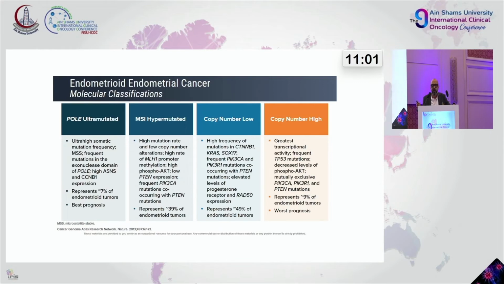In endometrial cancer, for the molecular classification, we have the 4 subtypes. The POLE ultra-mutated, with ultra-high somatic mutation frequency, represents around 7% of endometrioid tumors, and it has the best prognosis. The MSI hypermutated, with high mutation rate and few copy number alterations, represents around 39% of endometrioid cancer. The copy number low, which was in the past named endometrioid type 1, has high frequency of mutation in CTNNB1, KRAS, SOX17, and represents around 49% of endometrioid tumors. And the copy number high or p53 mutation has the greatest transcriptional activity and the worst prognosis, and represents around 9%.